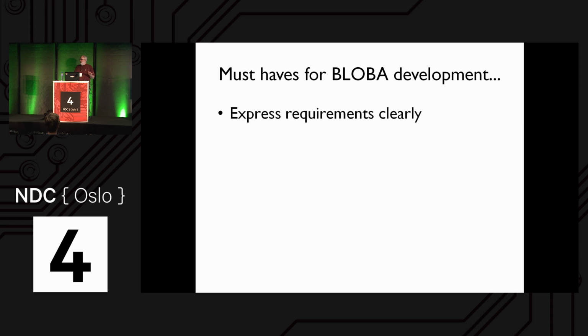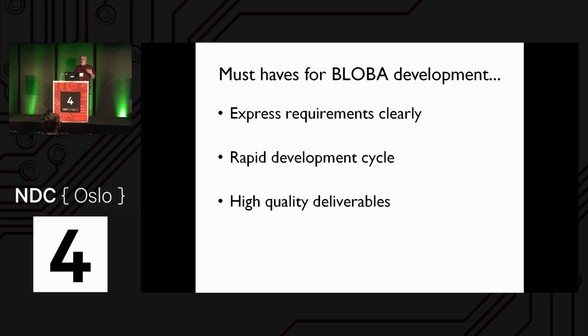You need to express requirements clearly because you're trying to communicate with people who are clueless. You need a rapid development cycle because you want to get the stuff out there before the customer changes their mind. You want high-quality deliverables because you don't want to have to go back and fix a bug from 6 months ago when you're swamped with stuff today. Right? So these are very important things.